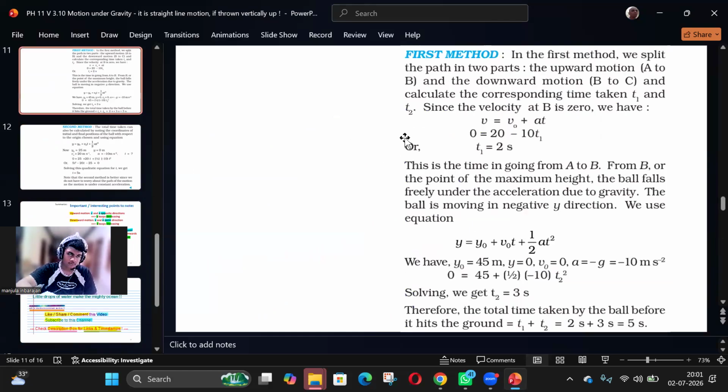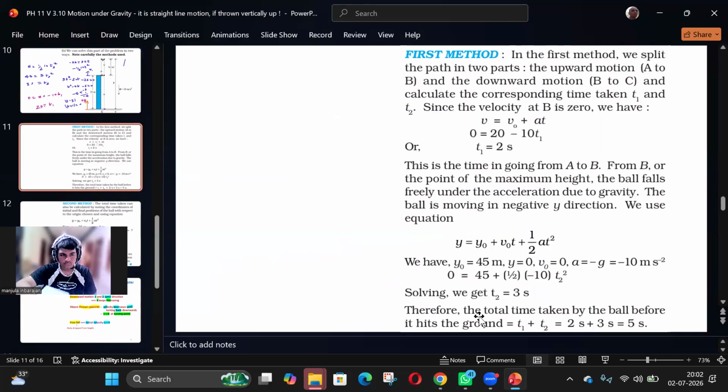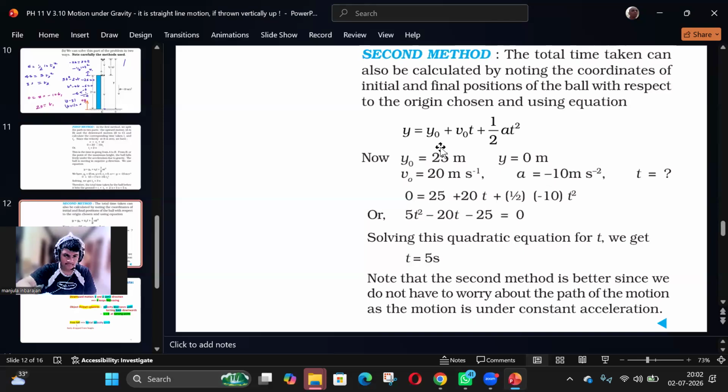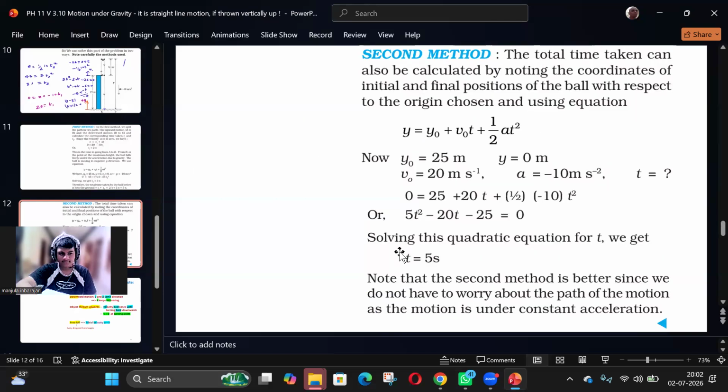So instead of taking this point as origin, I can also take the ground as origin. In that case, I have to use S equal to S naught plus ut plus half at square. So it will look like this: y equal to y naught plus ut plus half at square. The initial y naught is 25, and the final y with respect to this new coordinate system is 0. Okay, and u is plus 20, acceleration is minus 10. So this is clear. Yes, sir. Whatever you do, do it consistently with that. Okay.